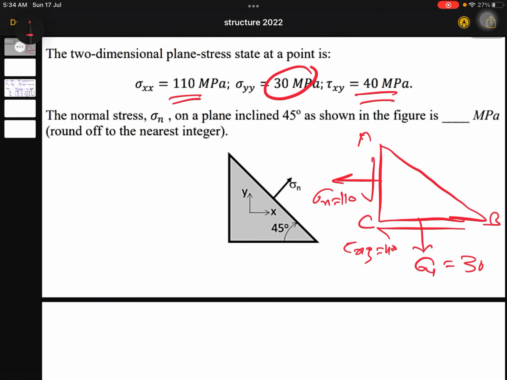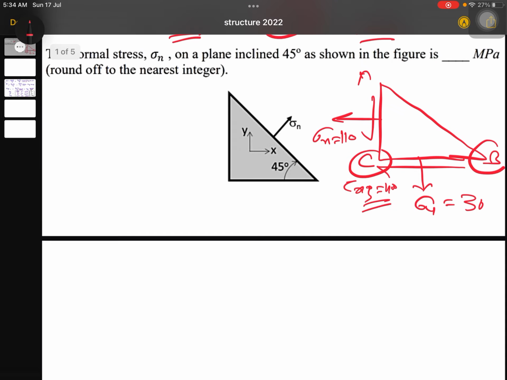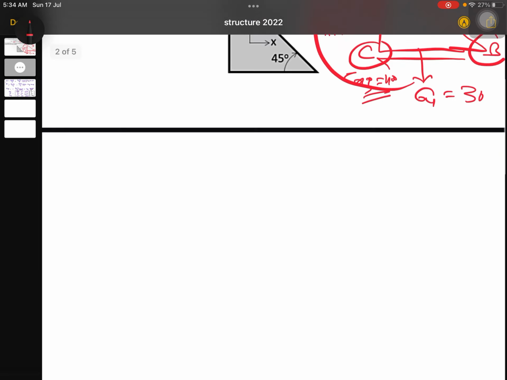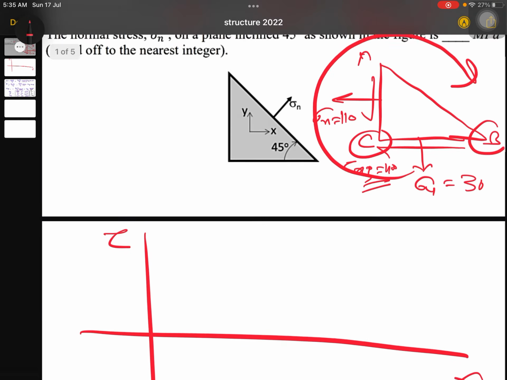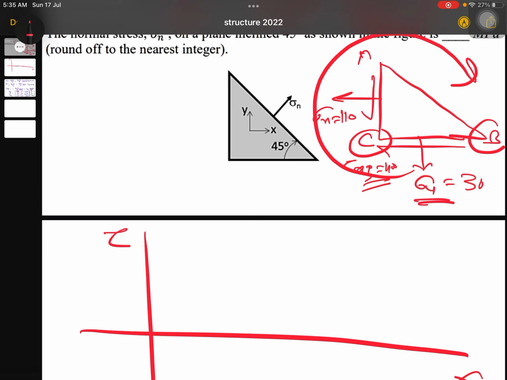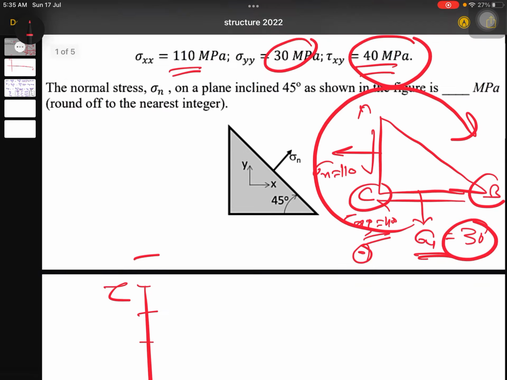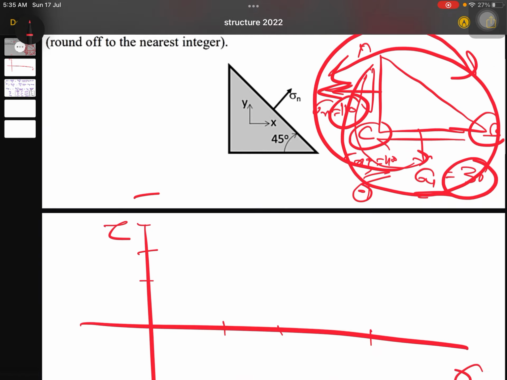So you need to find out the coordinate of the CB plane. How will you find out the coordinate of the CB plane? With the help of tau, which is 40, correct? Tau is tilting the element clockwise, so you got that tau is positive. On your axis, this is your tau axis, this is your sigma axis. So tau is 40 and sigma is 30. So the coordinate 30, 40 you have to search. Somewhere here you got the plane, and after that you have to search for this plane. In this plane, tau is negative because tau is turning anti-clockwise, and sigma is 10. So minus 40 and 10.